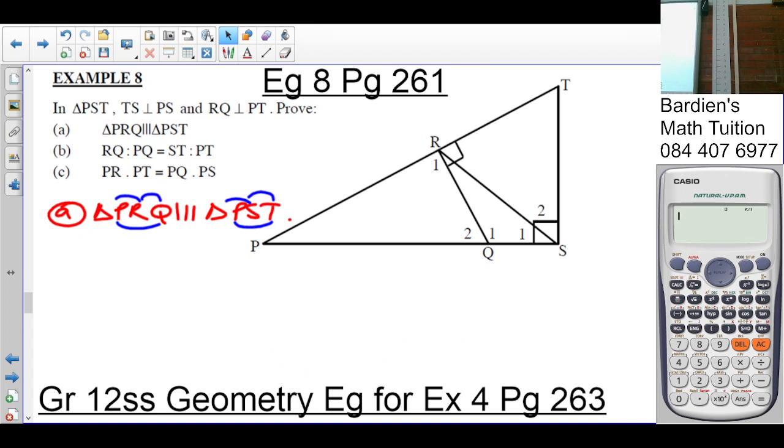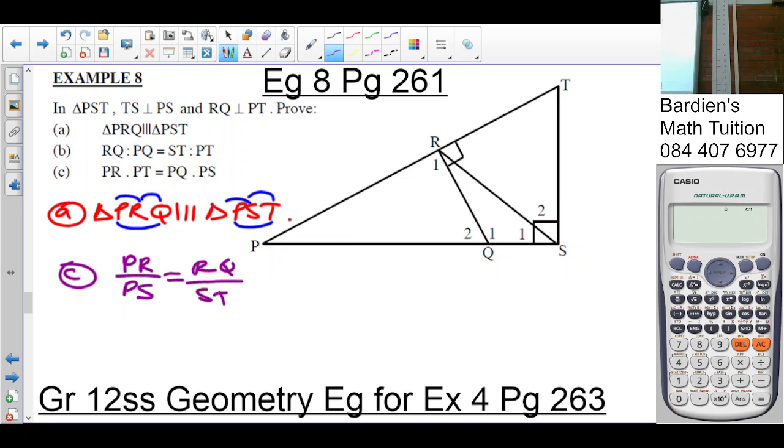So now we're going to look at C. C says PR, some people. So again we know that PR over PS is equal to RQ over ST equals PQ over PT. Okay. Remember this was in your book already. Okay, triangle PRQ. So you don't have to repeat it again. But I took it off already.